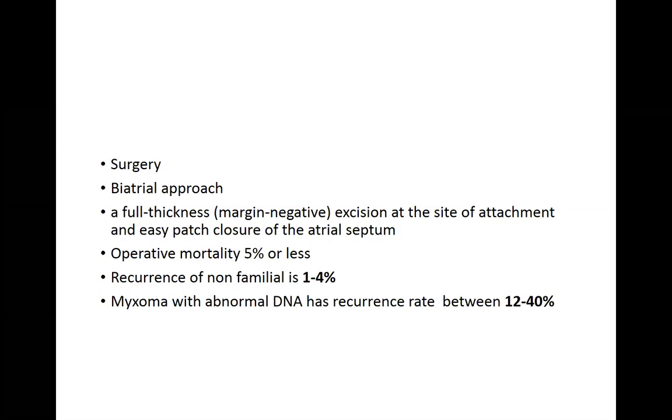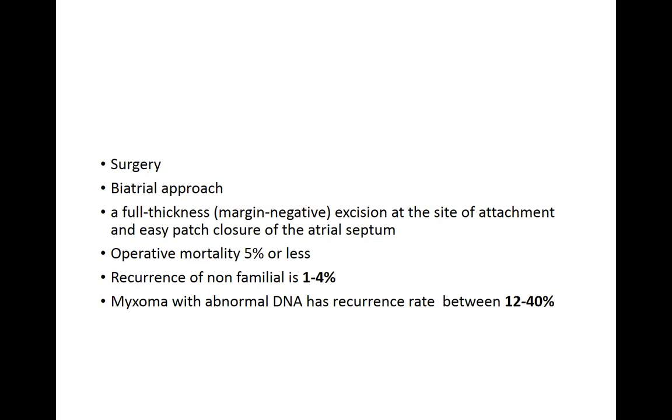So open the left atrium, open the right atrium, look from the left side, make sure you're not touching any vital structure inside the heart, and then you complete your resection. So biatrial approach, full thickness as we said, margin negative, excision at the site of the attachment, and patch closure, or sometimes if the defect is small, you can close it with primary closure.